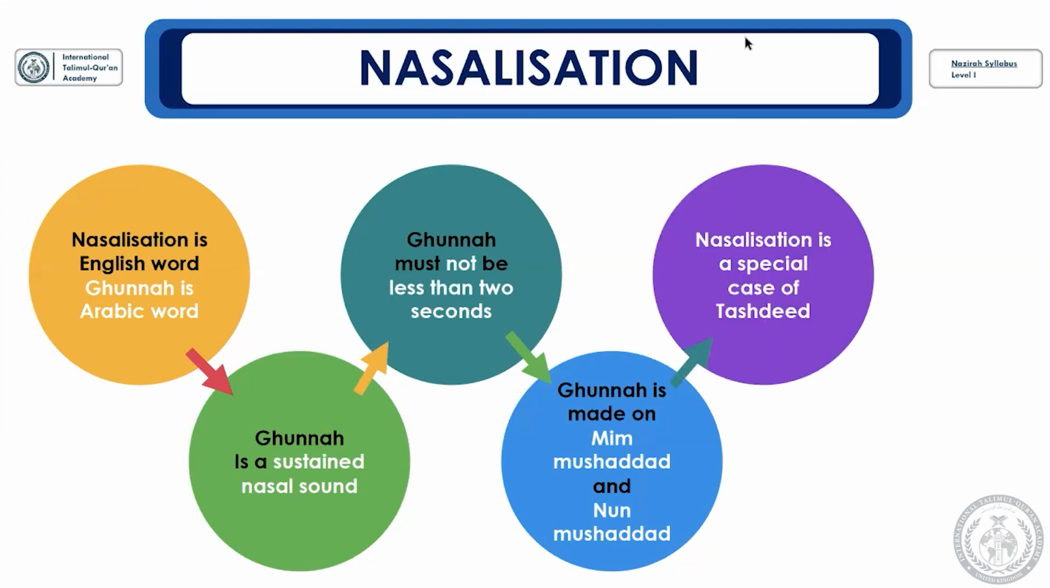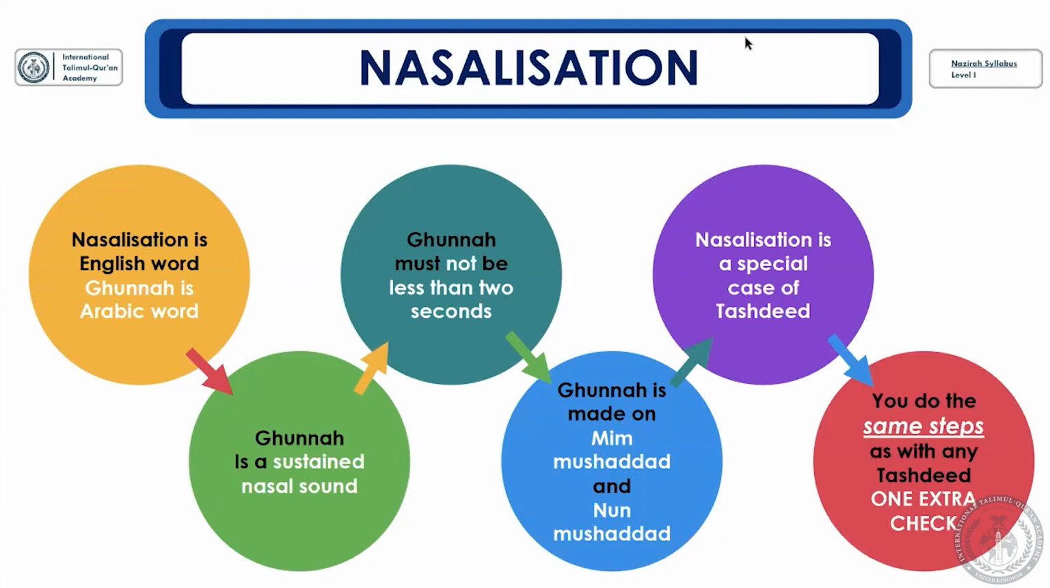Nasalization is a special case of tashdid. So tashdid is a rule that we've covered in this course, and I'm sure you know it already, and we went through the various steps of tashdid. So nasalization is a special type of tashdid.